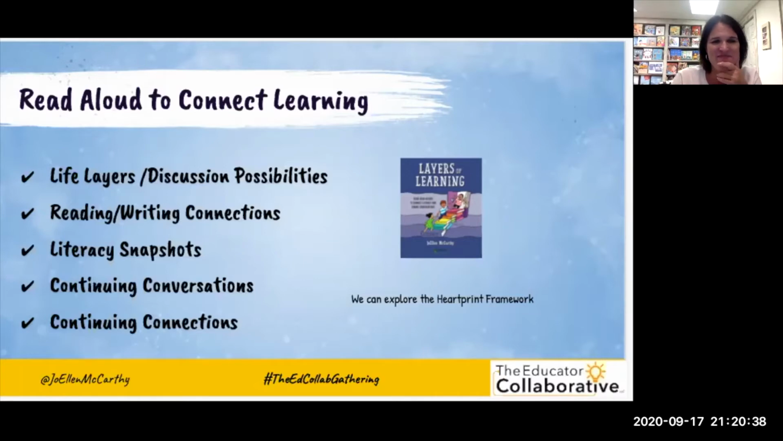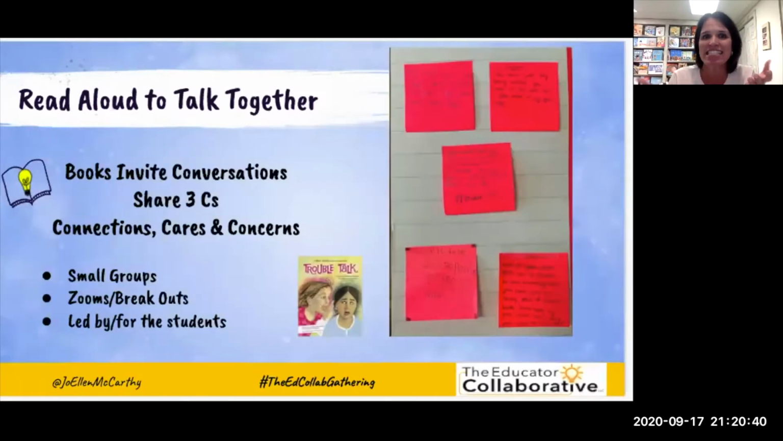So when we think about the 3 C's, just food for thought, those connections, cares, and concerns, this is a really great opportunity to work in small groups, perhaps a Zoom group breakout or a Google Classroom breakout small room, which we're anxiously awaiting. How can we have students lead the conversation, right? So these groups are led by students because of what they discuss, what their concerns are.